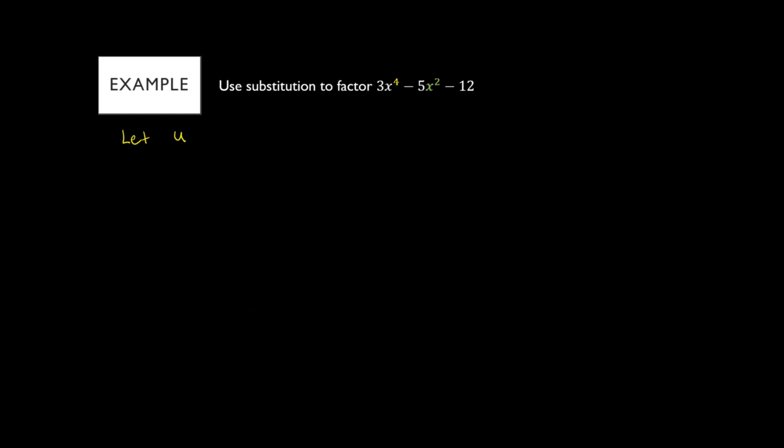So I'm going to say u is equal to x squared. And then you're going to square both sides. So u squared is x squared squared. You multiply those exponents, that gives you x to the 4th. So that's just double checking that that x to the 4th is indeed u squared.